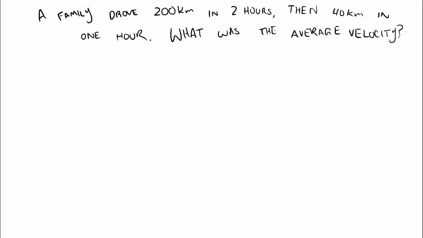It says they drove 200 kilometers, then 40 kilometers. They're not saying they drove north and then east and then north. They're basically just saying they cut a straight route through some cornfields or busted through some buildings. That's not a straight line, but imagine they went straight for 200. Okay.